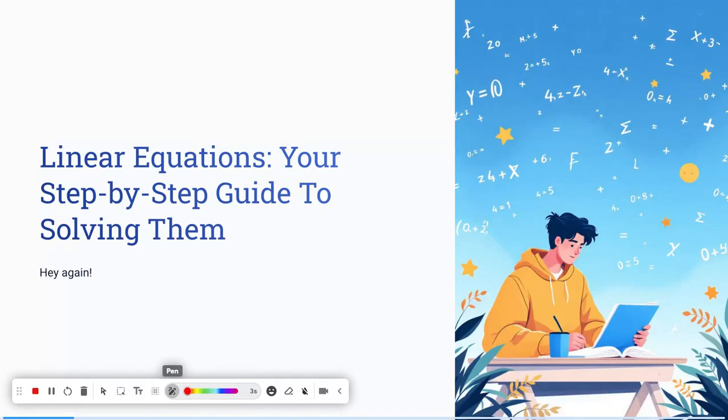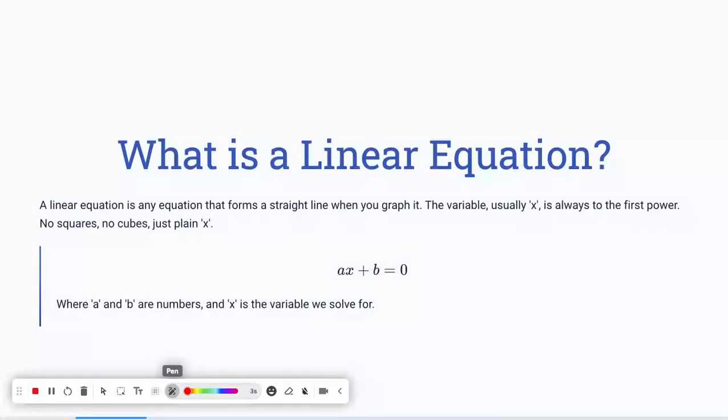Today we're going to show you a step-by-step guide on how to solve linear equations. So let's just get right into it. Okay, so once again, what's a linear equation?